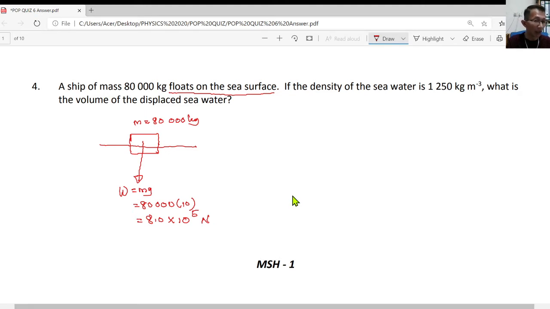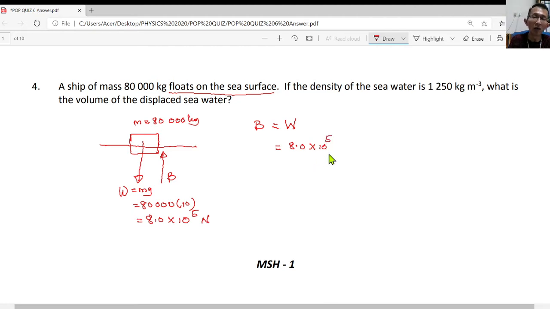All right, and at the same time, what do we have? I have a buoyant force, and it must be going up. It says it floats on the sea surface, meaning my buoyant force must equal my weight. So my buoyant force equals 8.0 times 10 to the power of 5 Newton.